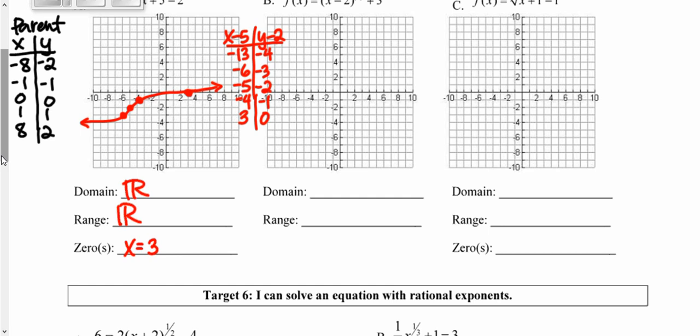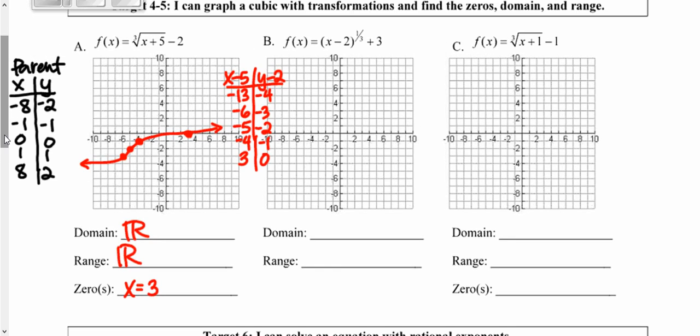So same idea here on B, going back to that parent function I wrote on the left-hand side in black, just applying the new transformations. And remember that exponent of 1/3, that's the same as a cube root, so don't let that get you confused. So we're going to the right 2, so x plus 2 and y plus 3. So going back to the parent function, I'm going to add 2 to each of the x values, so that becomes -6, 1, 2, 3, and 10. And I'm going to add 3 to each of the y values, so that's 1, 2, 3, 4, 5.